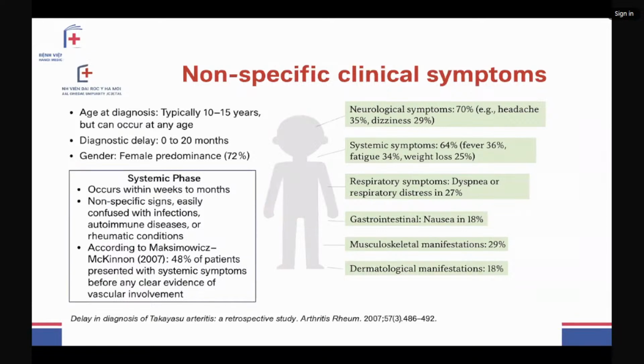Now let's move on to the non-specific clinical symptoms of childhood Takayasu arteritis. This systemic phase occurs weeks to months before any vascular signs appear. Symptoms during this phase are non-specific. For example, you can see some patients have fever or fatigue or weight loss, or musculoskeletal manifestations. So it often leads to misdiagnosis as infection or autoimmune disorder or rheumatic disease. This is a reason for late diagnosis.